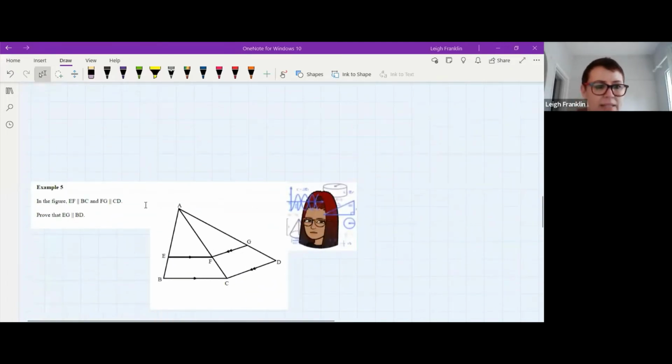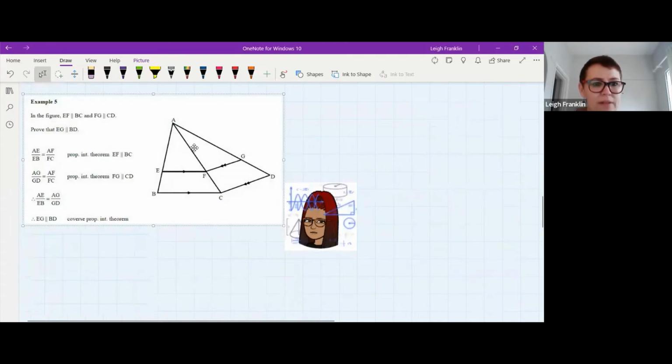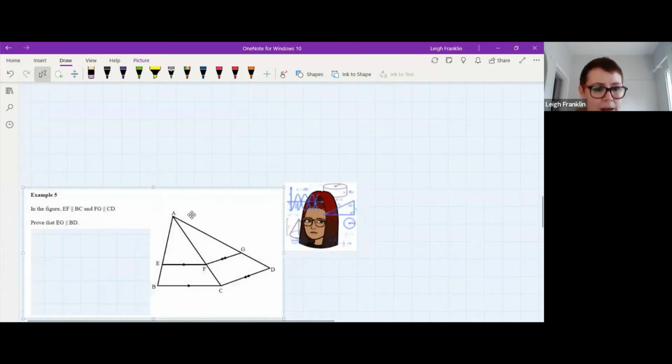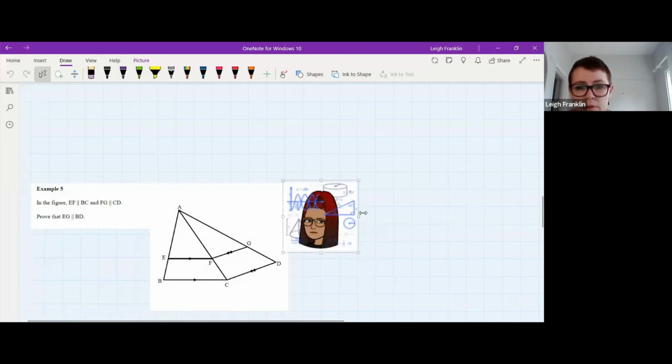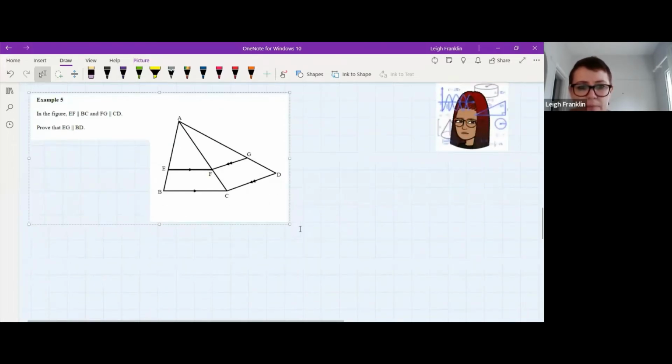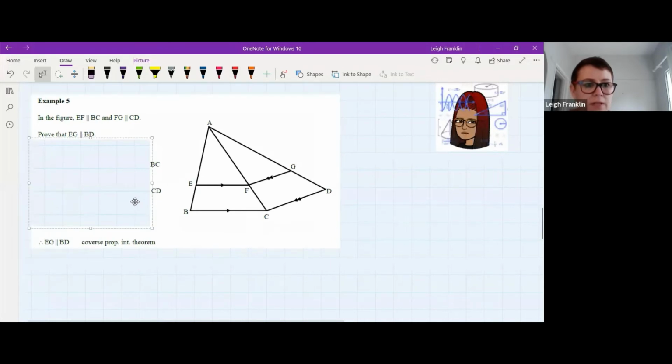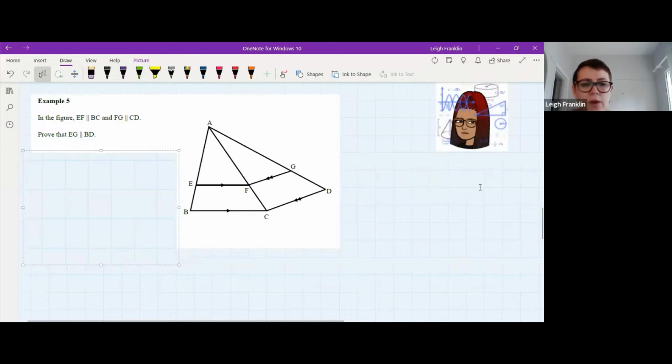All right, let's have a look at another example, okay? And this is something that's a little bit more unusual. Let me just make this a little bit bigger. There we go. Here we are given two triangles. It says to us in the figure, EF is parallel to BC and FG is parallel to CD. Prove that EG is parallel to BD. Odd question, isn't it?